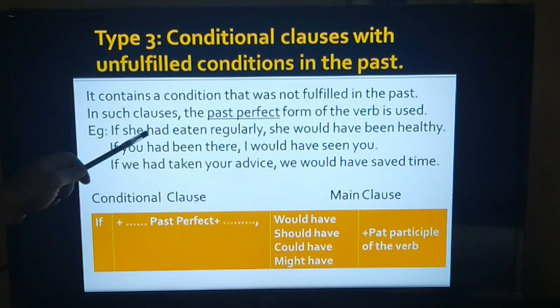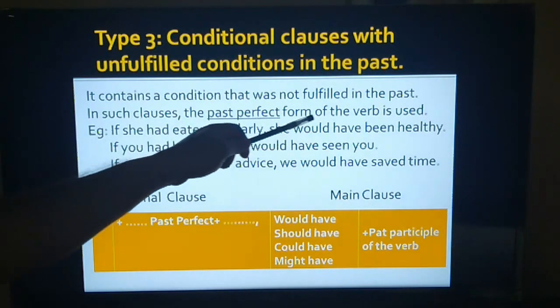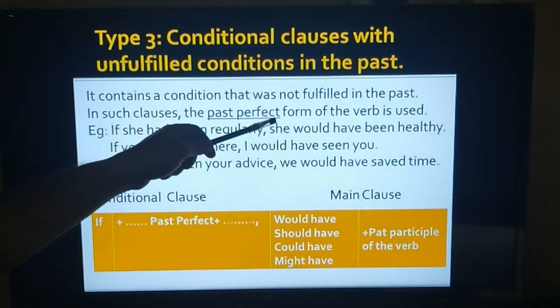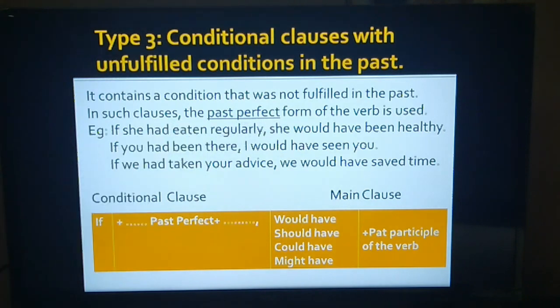In such clauses, the past perfect form of the verb is used. So in type 3, there is a change from type 2 or from 0 conditional or from type 1. Example: if she had eaten regularly. In the if clause, we find past perfect form is used. Had eaten. What is the tense there? Past perfect.